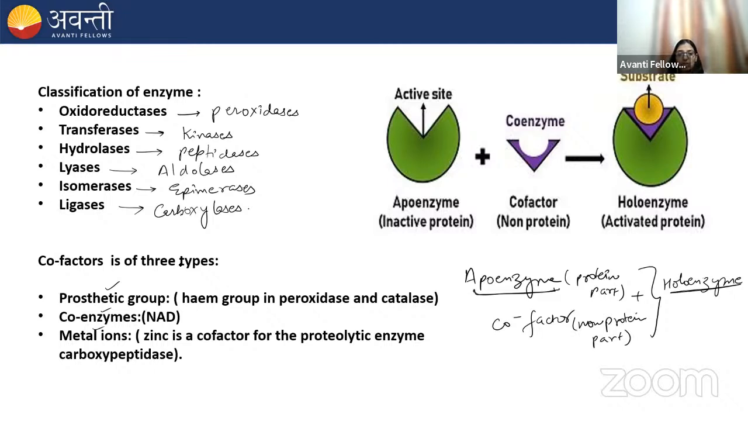Prosthetic groups are the organic compounds which are tightly bound to the apoenzymes. An example is the heme group in peroxidase and catalase enzymes. Second cofactor is a coenzyme, when the organic compound is temporarily bound to the apoenzyme. Examples of coenzymes are NAD or NADP, which contain the vitamin niacin.